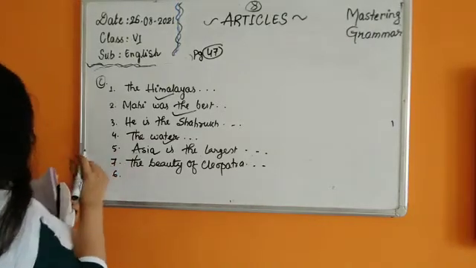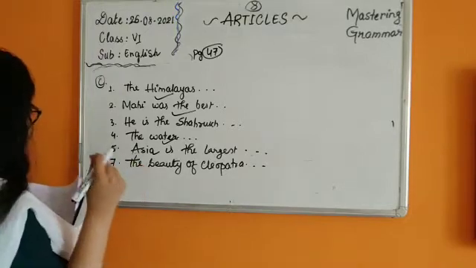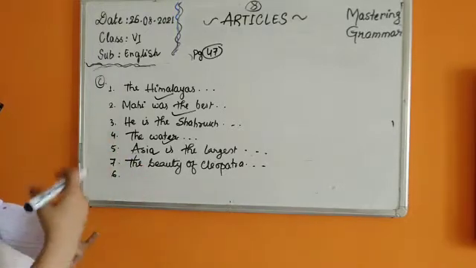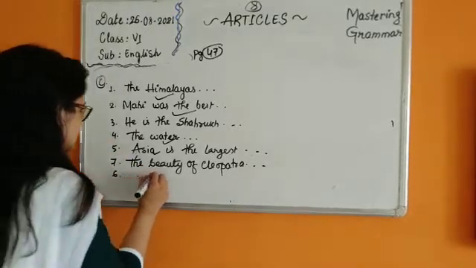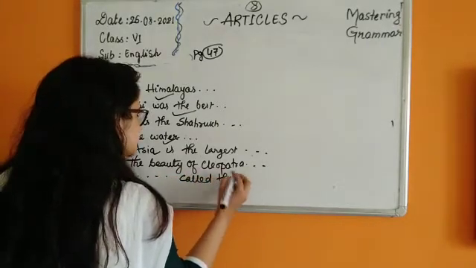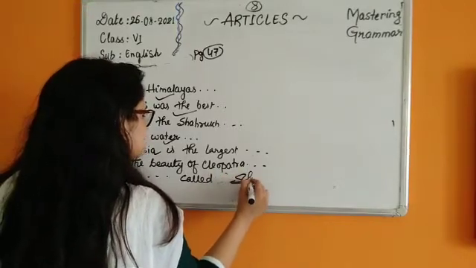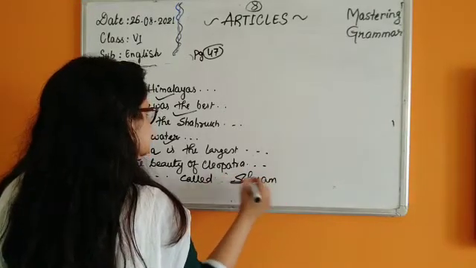Now we are talking about 6. I have a new friend called the Shyam. No, children, before name we cannot use the. I have a new friend called Shyam. So, called Shyam and not called the Shyam. So, you are going to take the second sentence here.